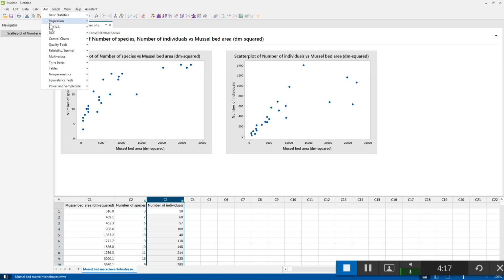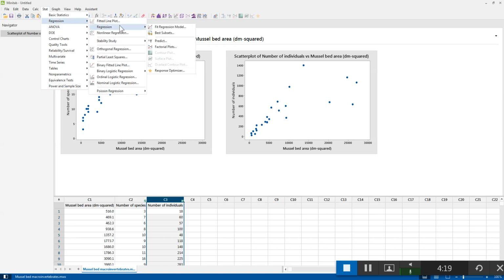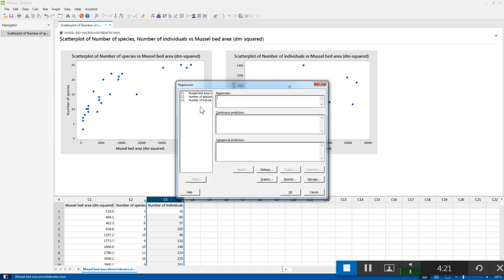So I will go into the regression menu, and I'm going to put in both my responses, number of species and number of individuals. Sorry, both my responses, I beg your pardon. It's very early in the morning. Mussel bed area is my predictor. But because we know we've got this quadratic relationship, we've got a curve in the line, we need to put a curve in the line to better describe the data, to reduce down those residuals.